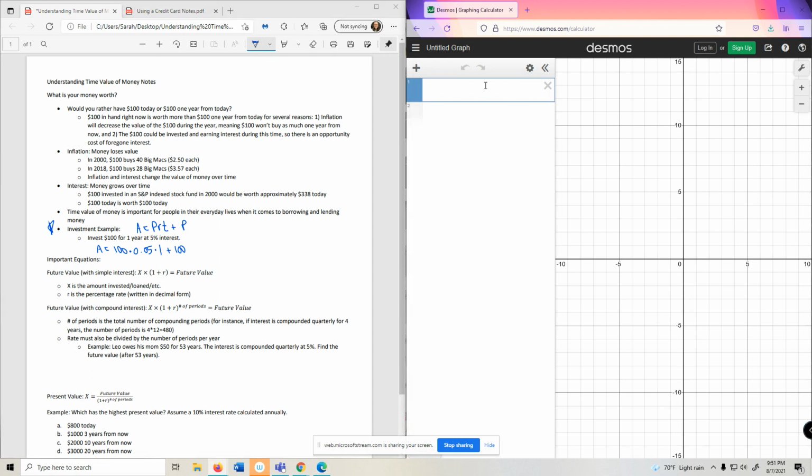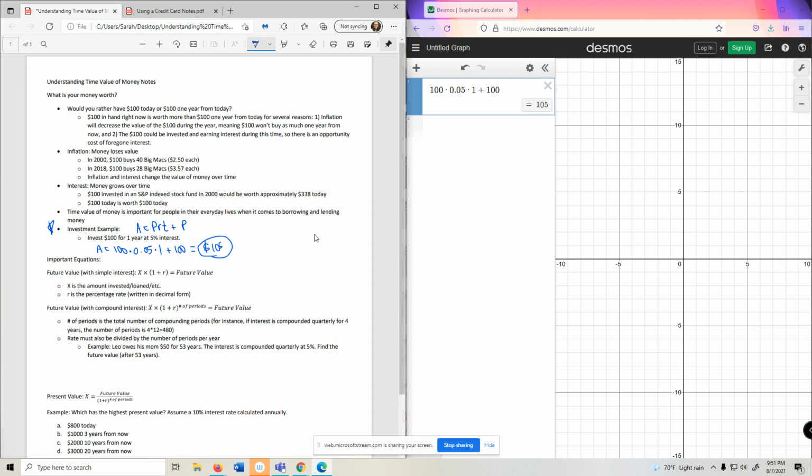You might be able to do this in your head, but we can use Desmos just for safety. You can type in everything exactly the way you see it. And so if we invest $100 for 1 year at 5% interest in a simple interest situation, at the end of that year, we have $105.